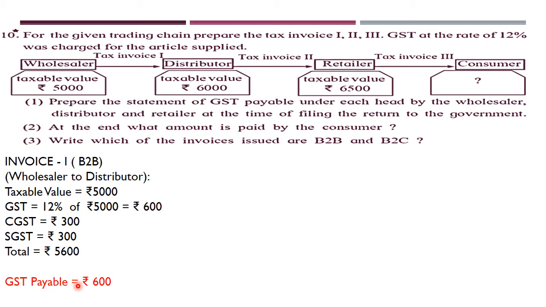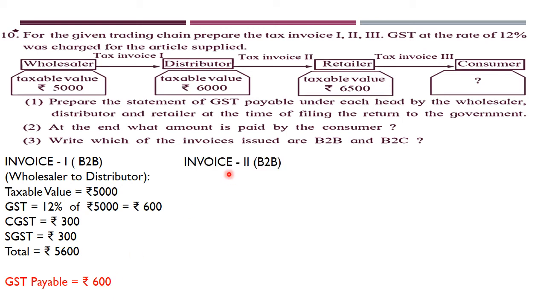Here at the first step, the transaction is happening from wholesaler to distributor. There is no information regarding from where the wholesaler purchased it. The transaction is starting from the wholesaler himself. So here there is only output tax, no input tax. So the full GST, that is rupees 600, will go as GST payable.